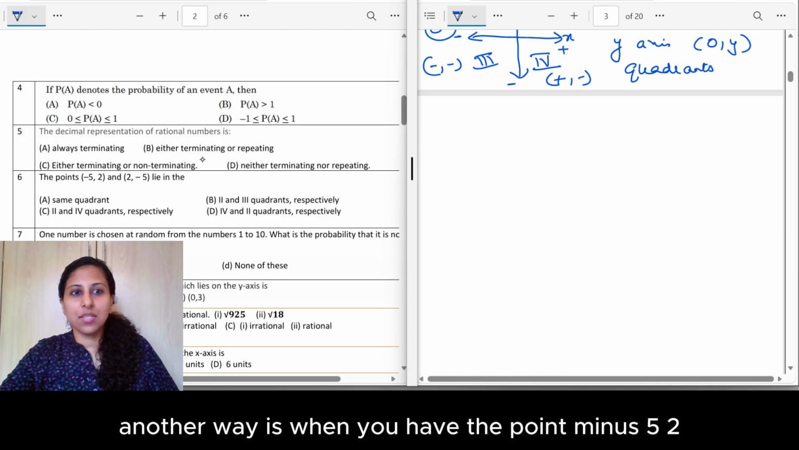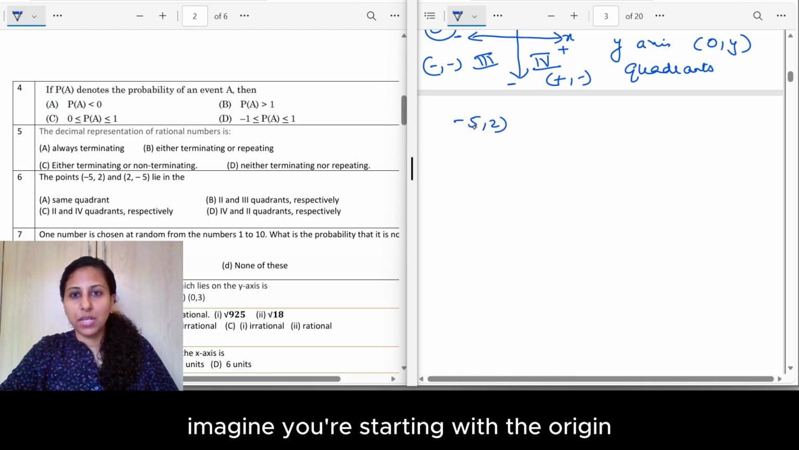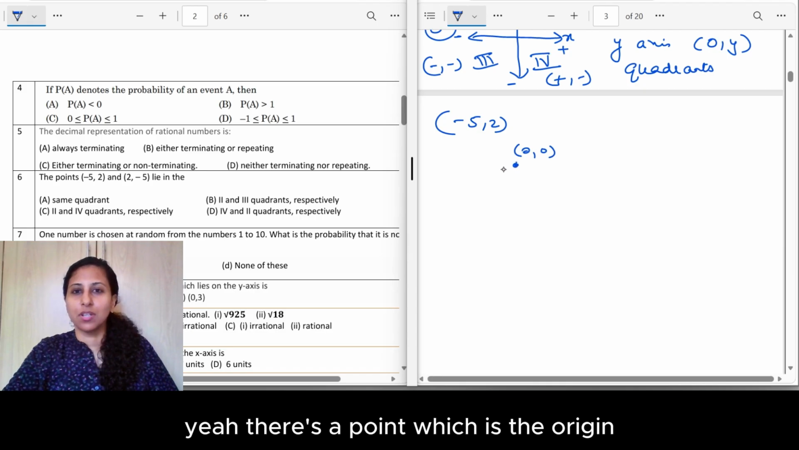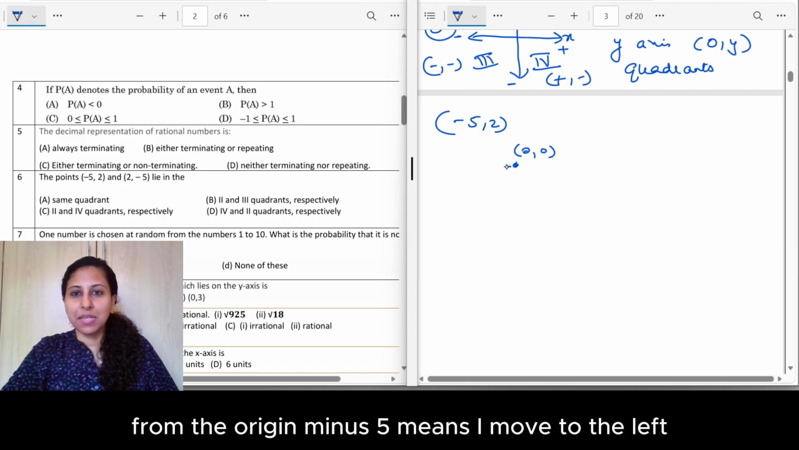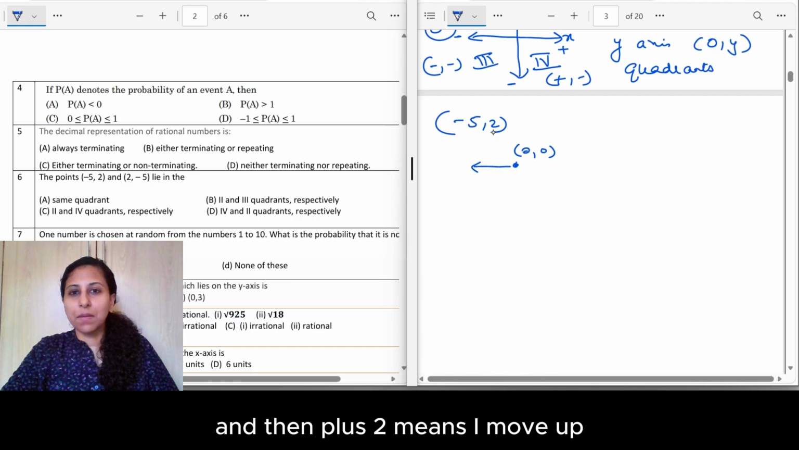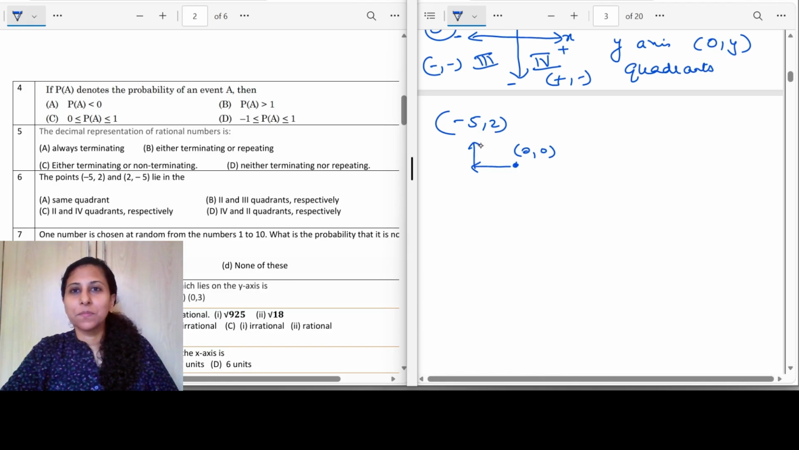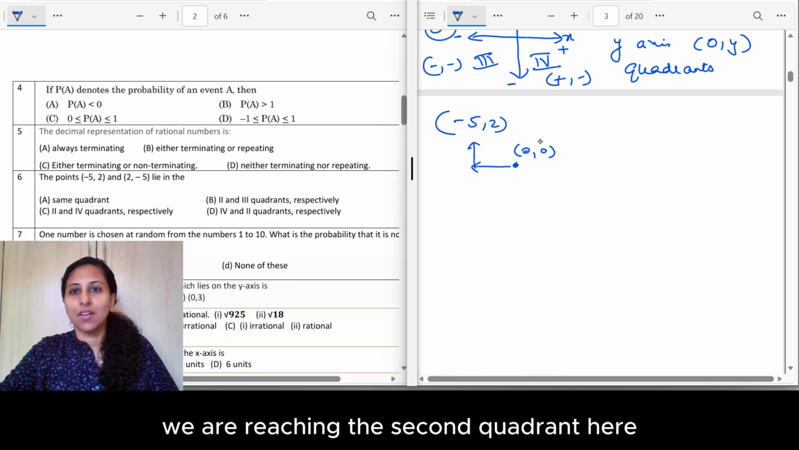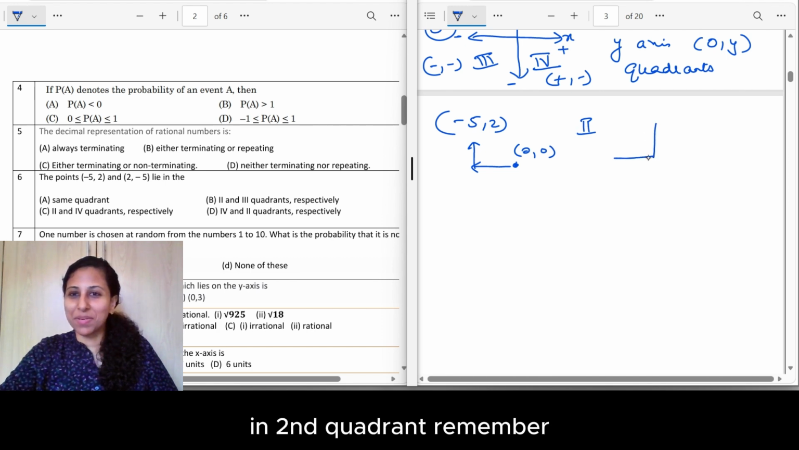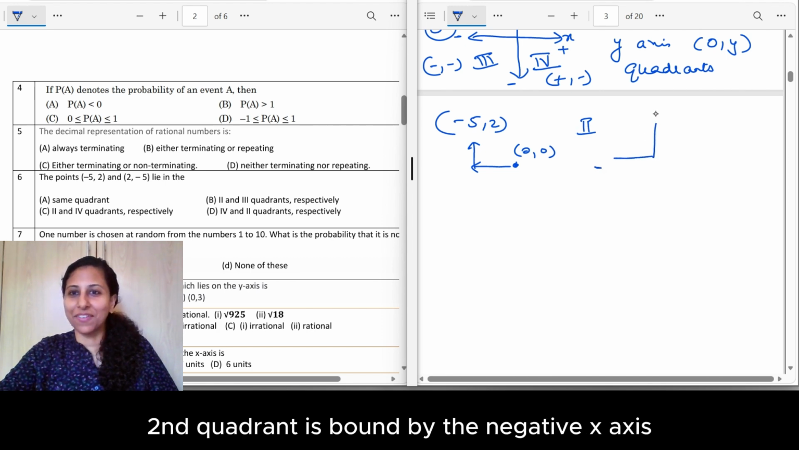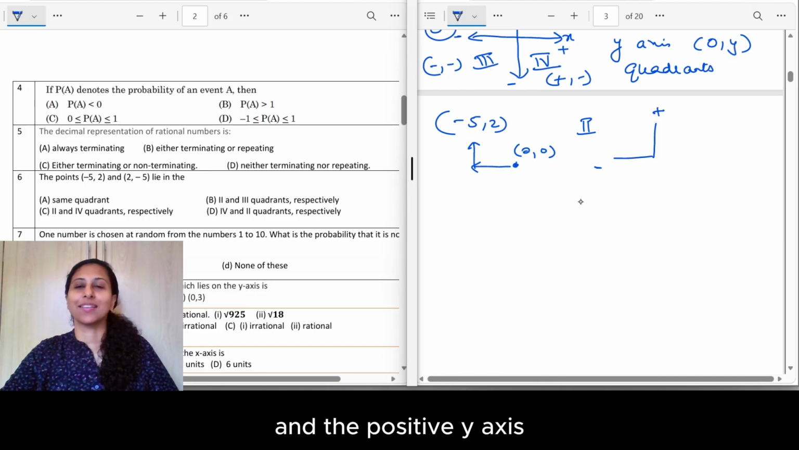Yet another way is when you have the point minus 5, 2. Imagine you're starting with the origin. Yeah, there's a point which is the origin. From the origin, minus 5 means I move to the left and then plus 2 means I move up. So which quadrant are we reaching? We are reaching the second quadrant here. In second quadrant, remember, second quadrant is bound by the negative x-axis and the positive y-axis.